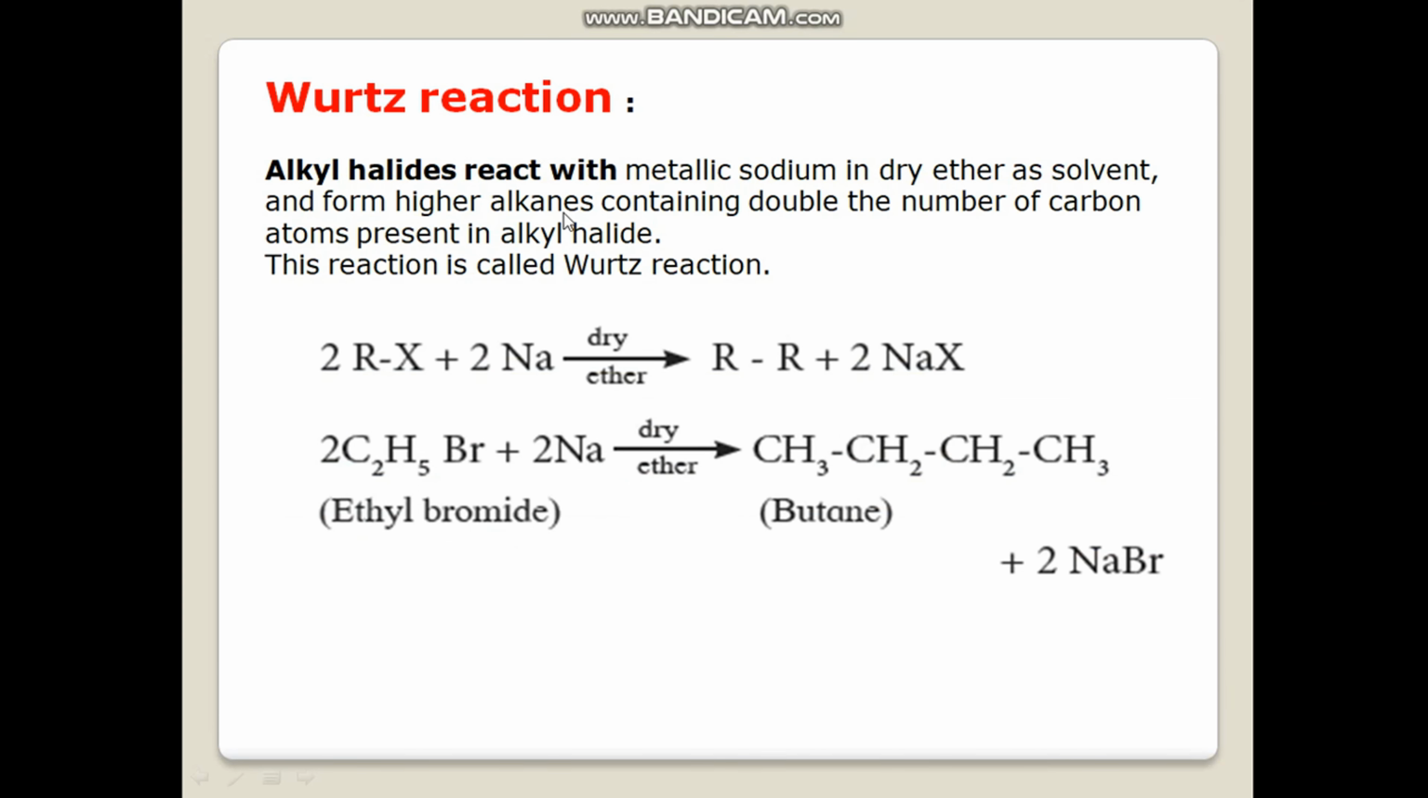Then next, Wurtz reaction. Alkyl halide reacts with metallic sodium in dry ether as a solvent to form higher alkanes containing double the number of carbon atoms present in the alkyl halide. This reaction is called the Wurtz reaction. It's the statement for the Wurtz reaction. See the reaction: ethyl bromide, C2H5Br, reacts with metallic sodium in the presence of dry ether to form butane. The Wurtz reaction is useful for the preparation of higher alkanes.